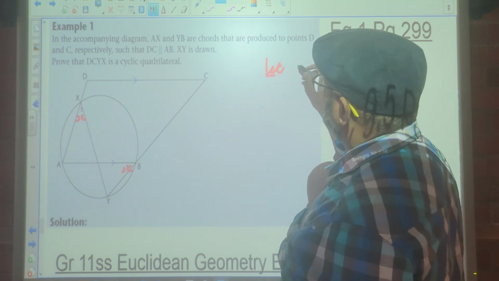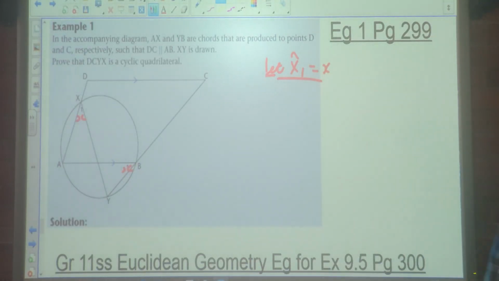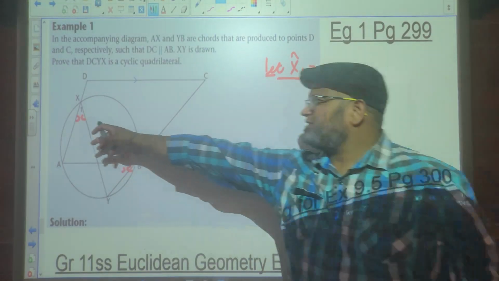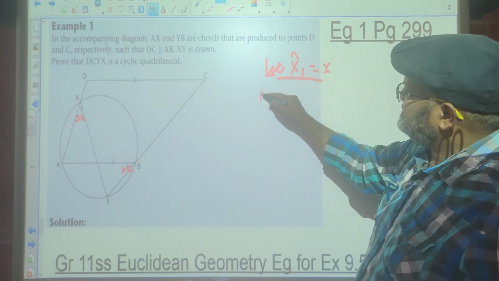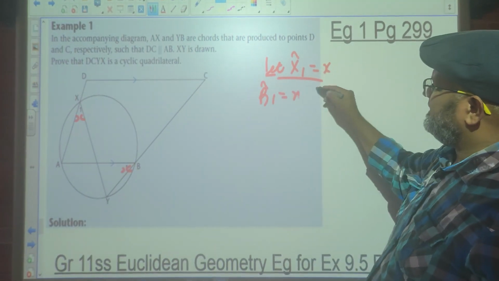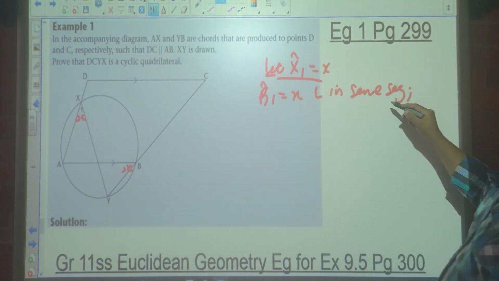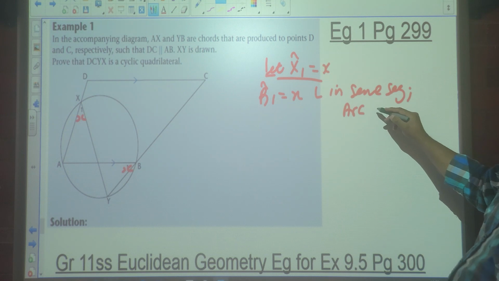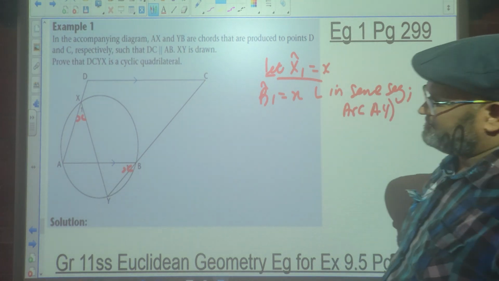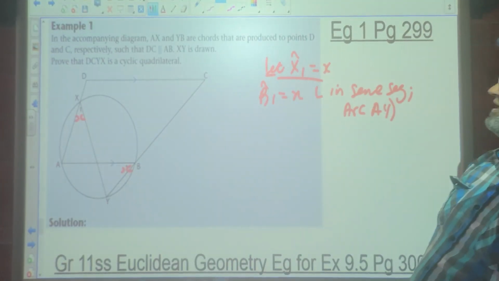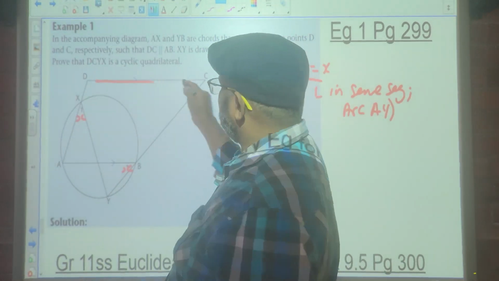So you say let x1 equal x. So if x1 is equal to x, then b1 is equal to x. Why? So angle b1 is equal to x. Angles in same segment, and it's coming from arc A1. You have to mention this arc here? No. Okay. Now what? Corresponding. There is a corresponding now coming.